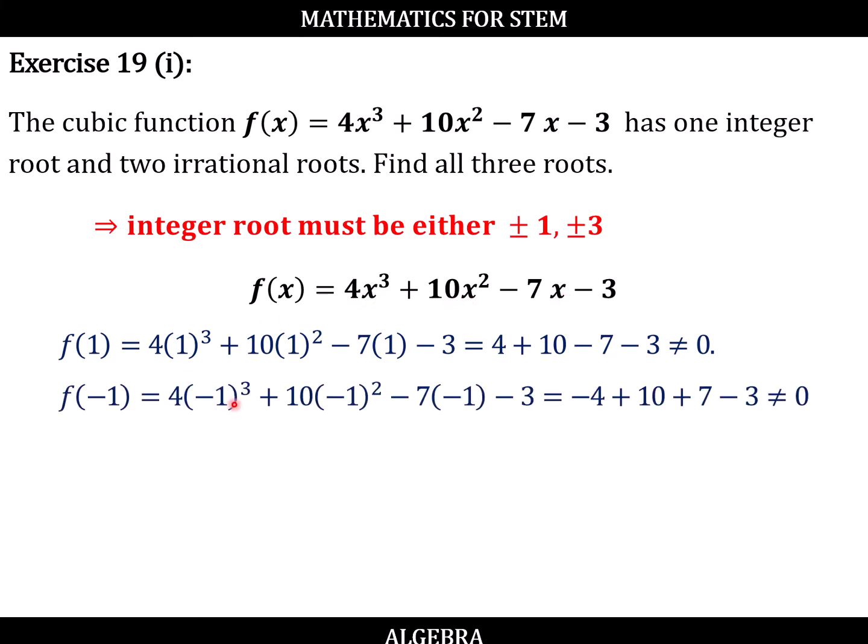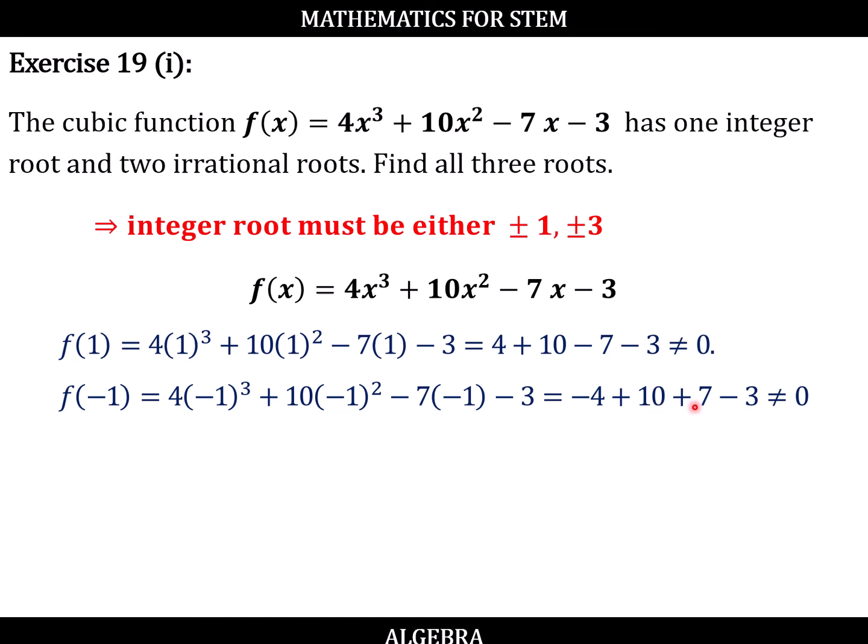So we have 4 times minus 1 cubed, plus 10 times minus 1 squared, minus 7 by minus 1 and minus 3. Minus 1 cubed means minus 1 by minus 1 by minus 1, and that's a minus 1. When you multiply that by 4, that gives a minus 4. Minus 1 squared is minus 1 by minus 1, and that's a plus 1. Plus 1 by 10 is plus 10. Minus 7 by minus 1 is a plus 7. And we still have the minus 3 at the end.